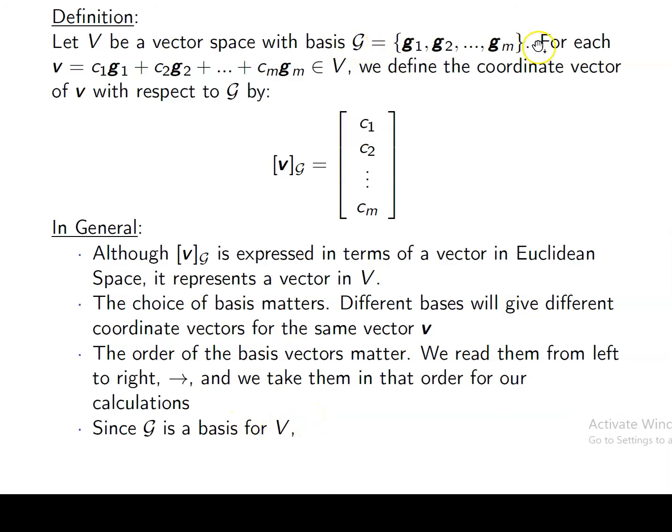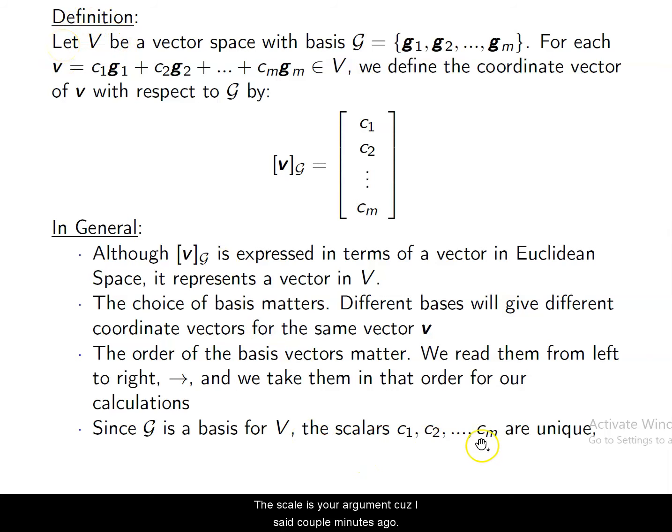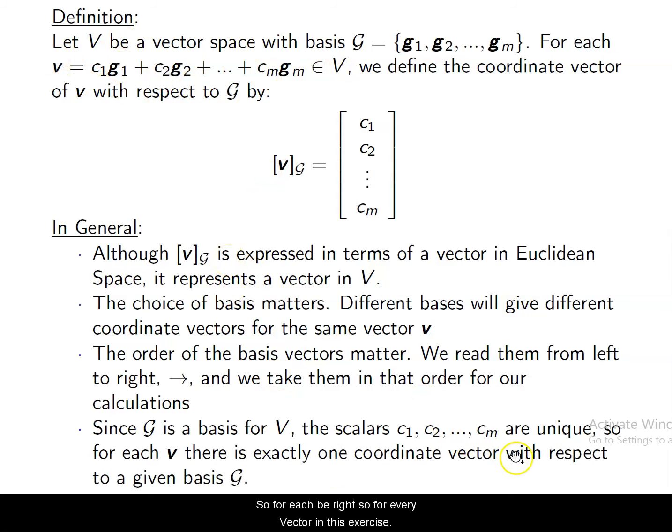Since G is a basis for this vector space, the scalars here are unique, as I said a couple of minutes ago. So for every vector in this vector space, there is exactly one coordinate vector with respect to this basis. This vector representation is going to be unique for each basis. If I change my basis, I'll have a different unique representation, meaning these C1, C2, through Cm will change if I have a different basis.